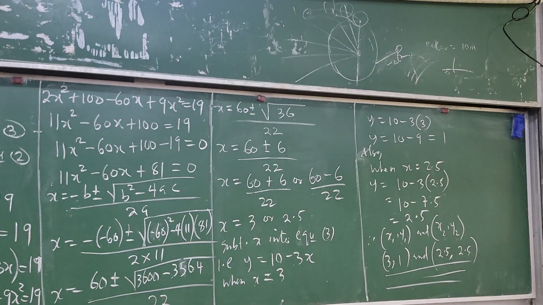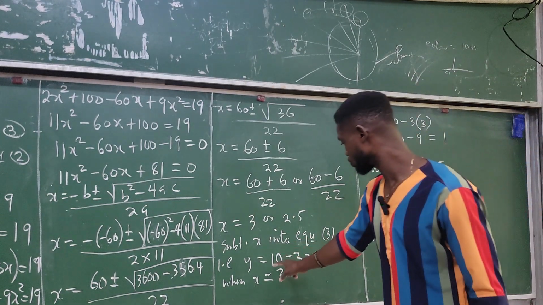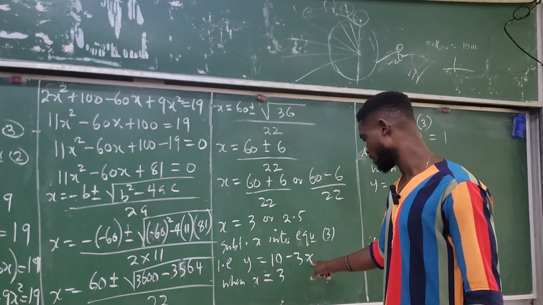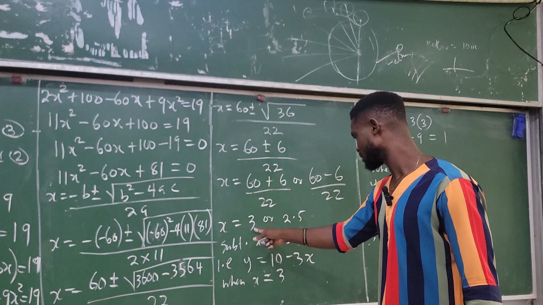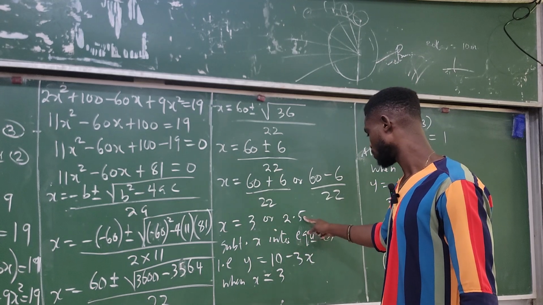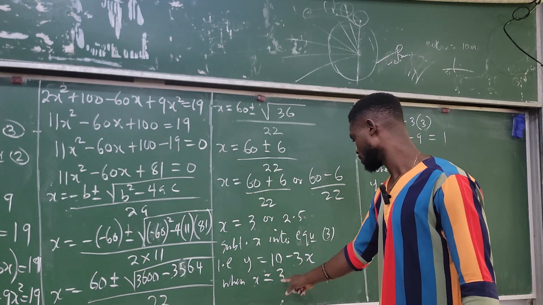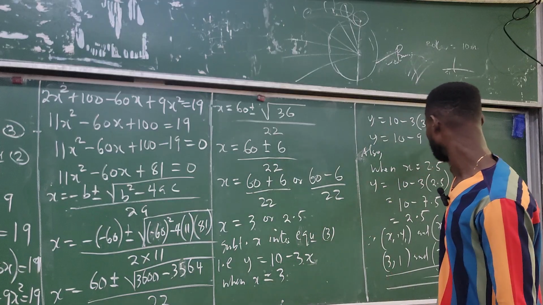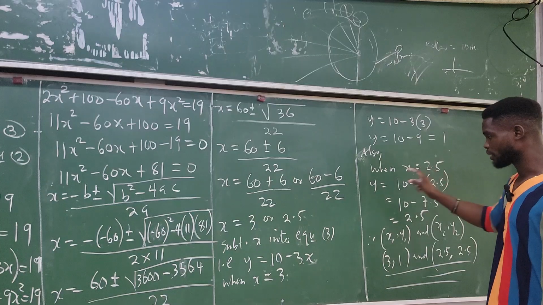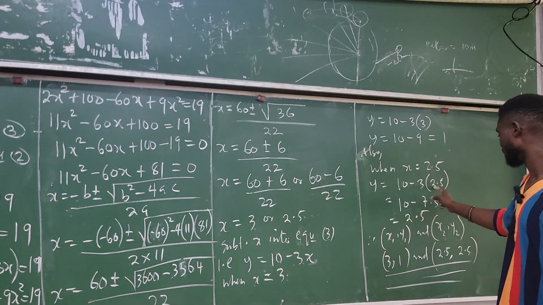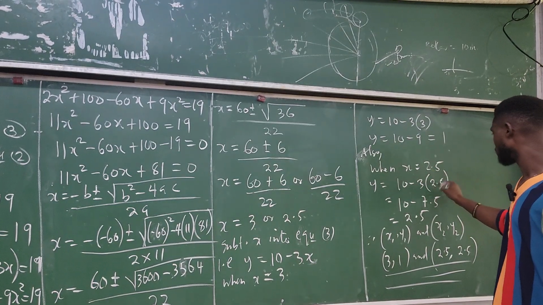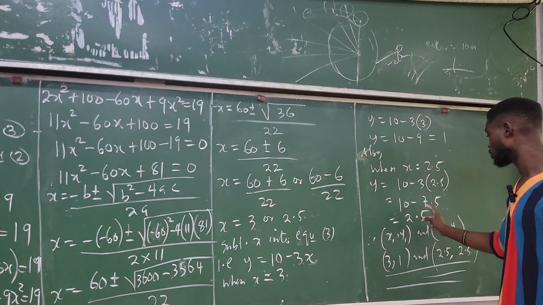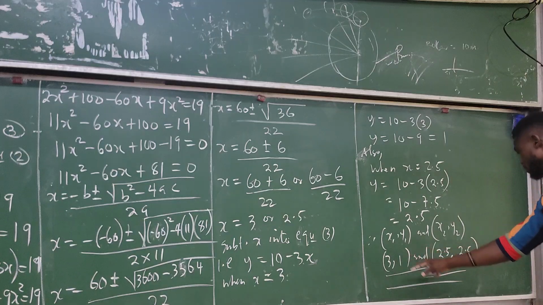Take note that we are substituting the value of x to get y. We are using x to get y. So whenever you see x, we use for x is 3 and for x is what? 2.5. So when we did that, we got this. Putting 3 into this, 3 times 3 is 9. 10 minus 9 gave us 1. Also, when x is 2.5, which is this, y is 10 minus 3x. So this one you are seeing is the x, which is 2.5. So 3 times 2.5 gave us 7.5. So 10 minus 7.5 gave us 2.5. So that is your answer.